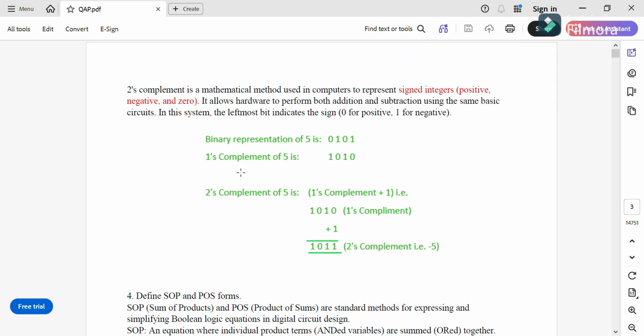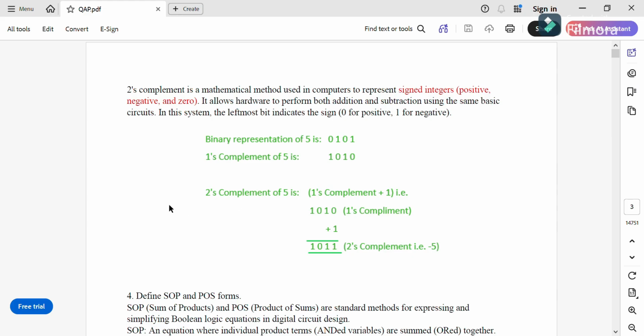Okay. So that's why it is called twos. So first, before going to this, find the ones complement of 5. Wherever there is a 0, replace it with a 1, and wherever there is a 1, replace it with a 0. So 0, 1, 0, 1 becomes 1, 0, 1, 0 here.